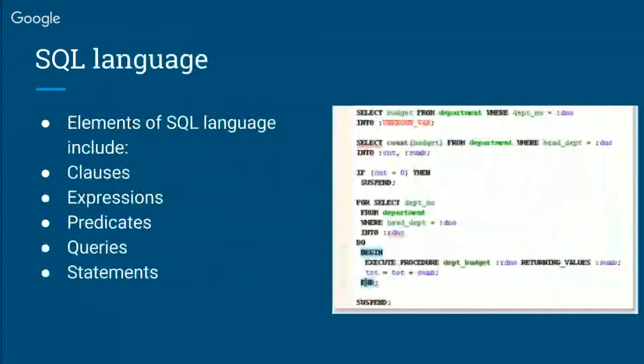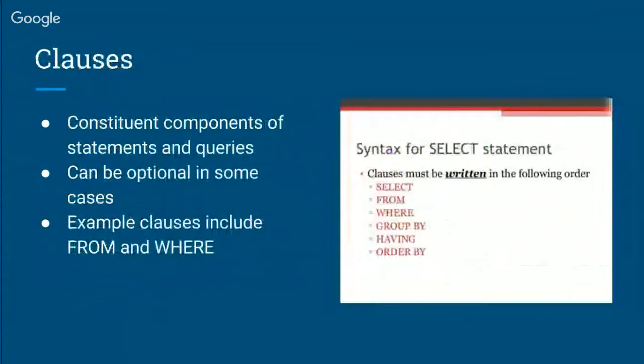SQL language. Elements of SQL language include clauses, expressions, predicates, queries, and statements. Clauses. Clauses are components of statements and queries. They can be optional in some cases. Example clauses include from and where. To the right is an example of simple clauses.